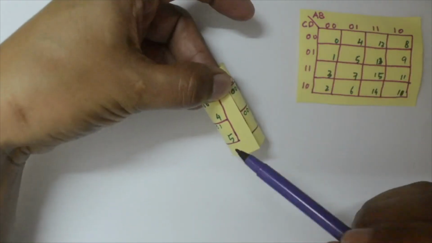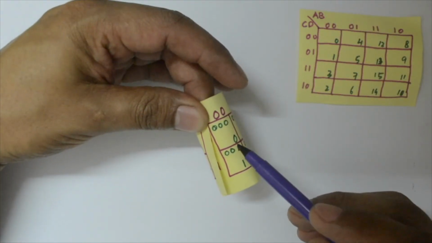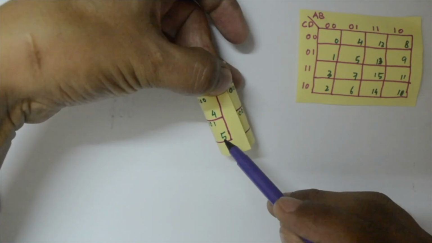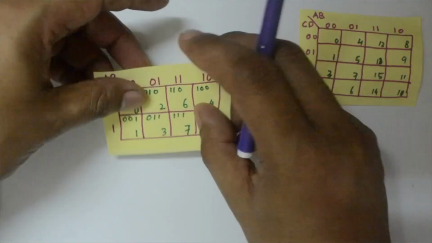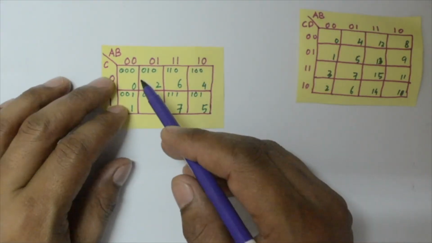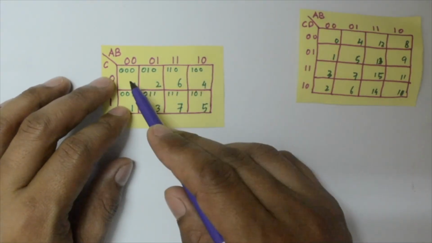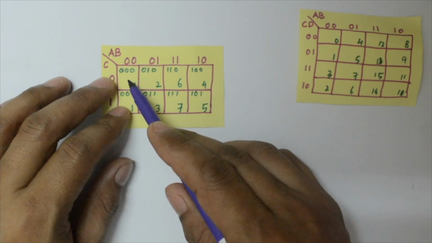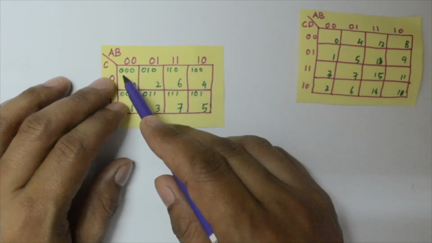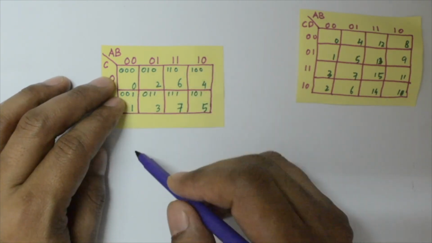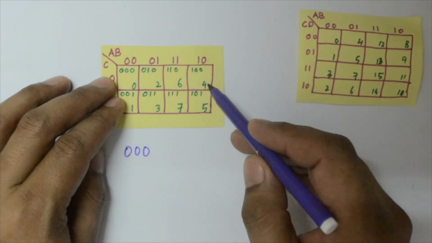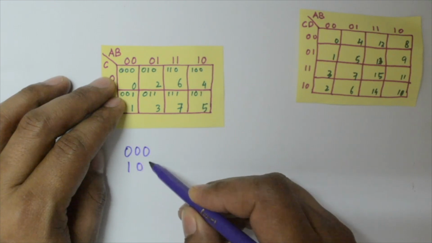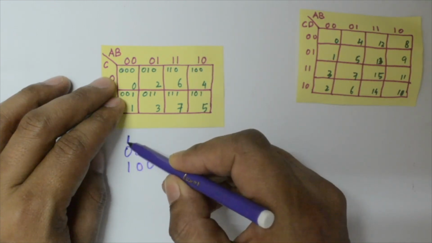So here you can see cell number 4 is adjacent to cell number 0, cell number 5 is adjacent to cell number 1. This also satisfies the condition that 2 adjacent cells differ by only 1 bit position. Here you can see cell number 0 has the bit position 0, 0, 0 and cell number 4 has 1, 0, 0. So only the first bit position is different.